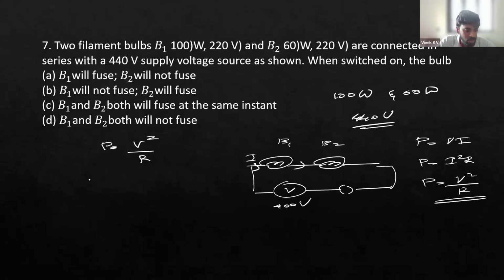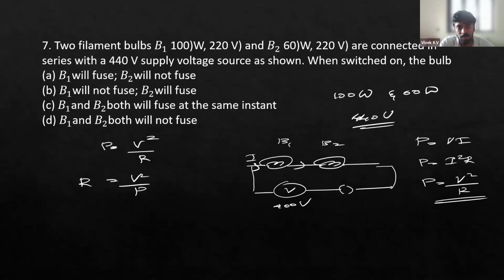So from this, if I have to calculate the filament resistance R, that will be equal to V square by power. Now, the filament resistance of the first bulb, R1, will be equal to V square by P1. V square is the voltage of the bulb, not the supply voltage, so it is 220 volt square by the power of the first bulb, 100 watts. On solving this, we know that 22 square is 484, so 484 ohm is what I'm getting.